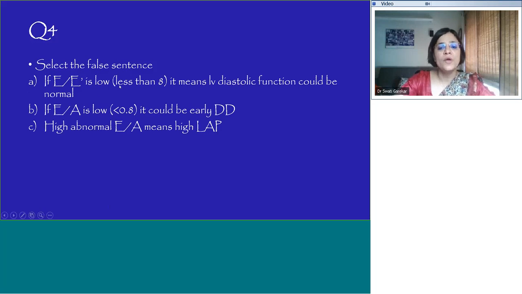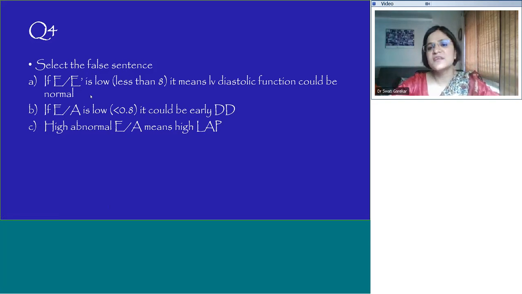Okay, which is the false sentence? If E by E prime is low, diastolic function could be normal. Is that true? Second, if E by A is low, it could be early diastolic dysfunction. And third is high abnormal E by A means high LAP. So out of these three, there's only one which is false.